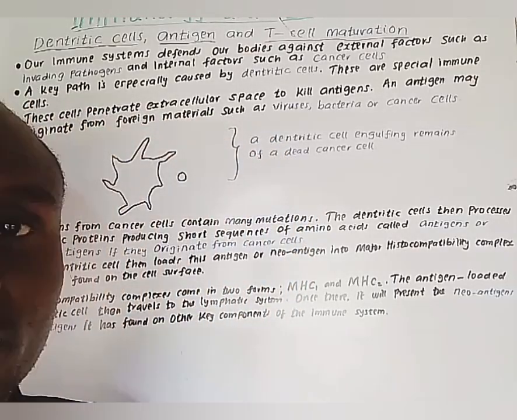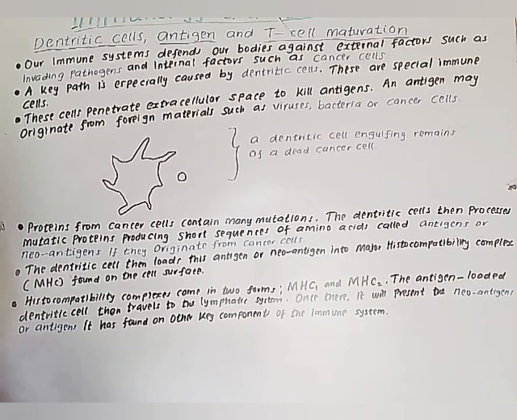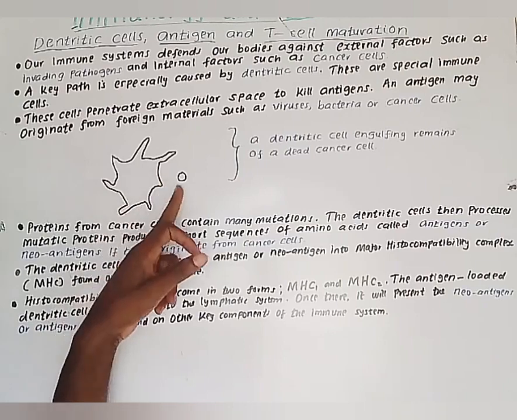We can go through our notes. Our immune system defends our bodies against external factors such as invading pathogens and internal factors such as cancer cells. A key path is especially caused by dendritic cells. These are special immune cells. These cells penetrate extracellular space to kill antigens. An antigen may originate from foreign materials such as virus, bacteria, or cancer cells. So on the diagram, I have illustrated a dendritic cell. This is a dendritic cell trying to ingest a pathogen.